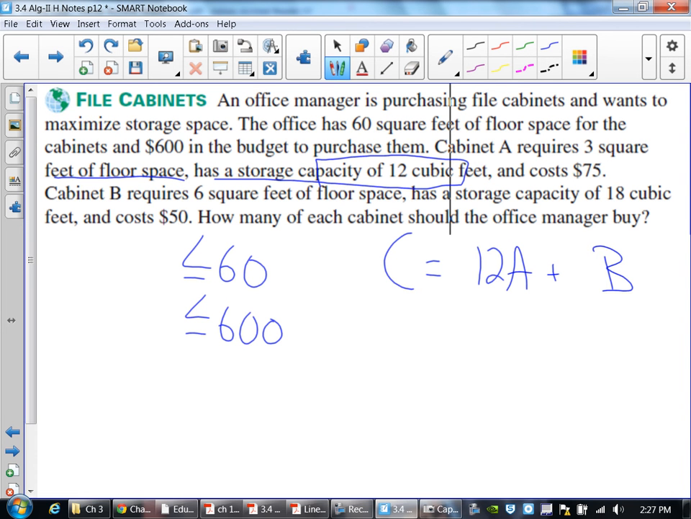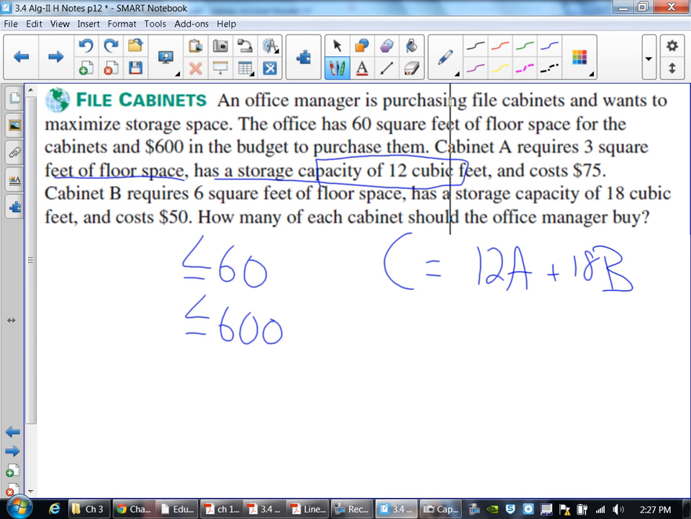What I'm doing first here is I'm going to maximize my storage space. I'm doing my objective function first. And then how much storage capacity did B have? 18. Now if I go to my floor space, I had up to 60 square feet to put stuff in. A 6 by 10 room.